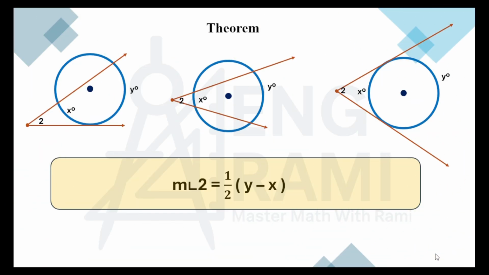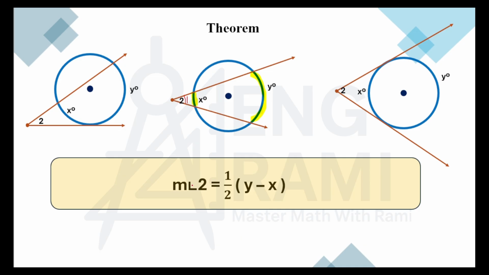If we have two secant lines, this secant line and this secant line, then we will have two arcs with a certain measure. This is the big arc, and this is the small arc, which is formed from the intersecting of both secant lines. In order to find angle 2, which is outside the circle and formed by the intersection of two secant lines, we have to apply this formula.